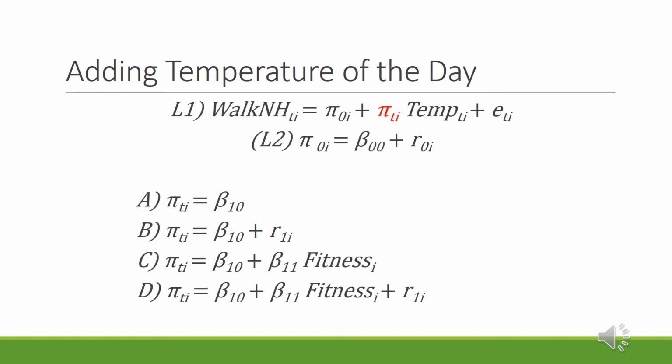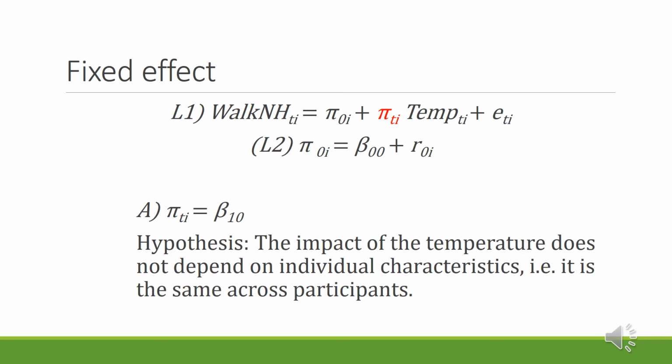So here's the overview slide again. Notice the change in notation. We're going from betas to pi's and from u's to r's and from r's to e's. But it comes down to the same structure. We have 4 different options to model pi ti, which is the random or fixed slope associated with temperature, so the effect of temperature on walking in the neighborhood. How are we going to model this?